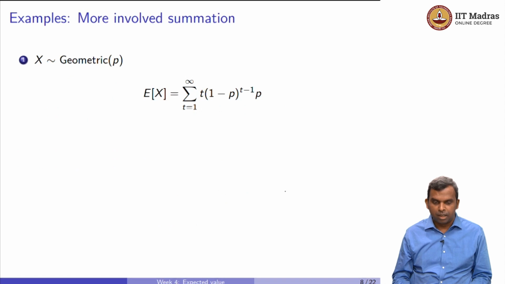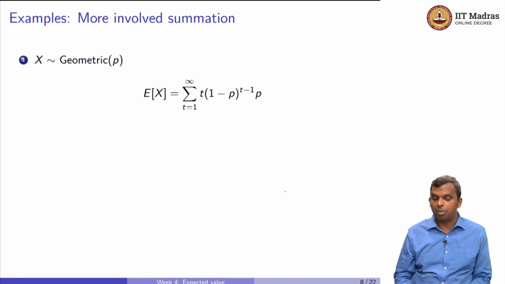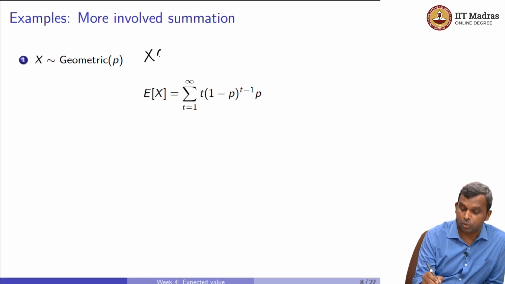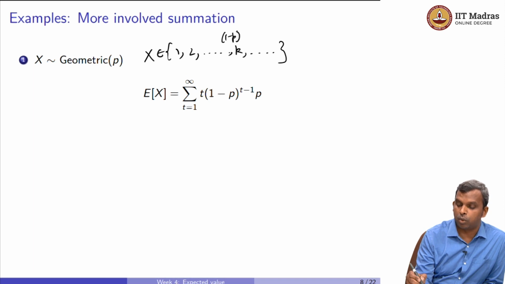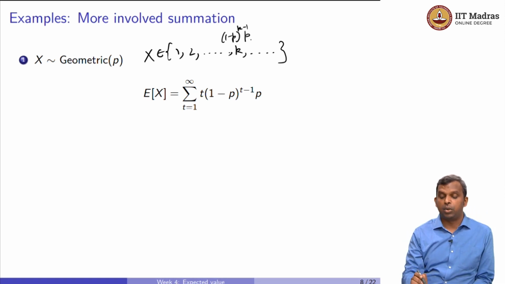Okay. So let's start looking at more involved summations. The first thing we'll look at is the geometric random variable. Okay, right? So you remember geometric, right? X is geometric means what is the random variable here? So X takes values 1, 2, 3, so on. It keeps on going all the way to infinity. And what's the probability with which it takes value k? 1 minus p to the power k minus 1 times p. Okay, so that's the probability with which it takes value k.